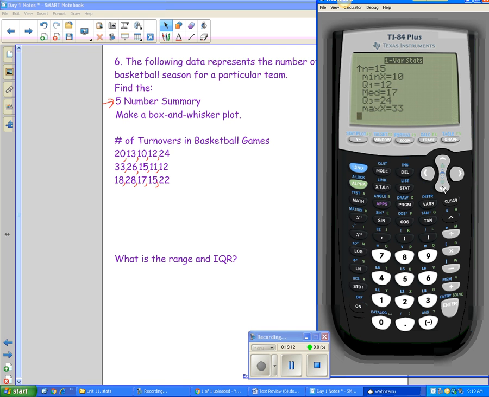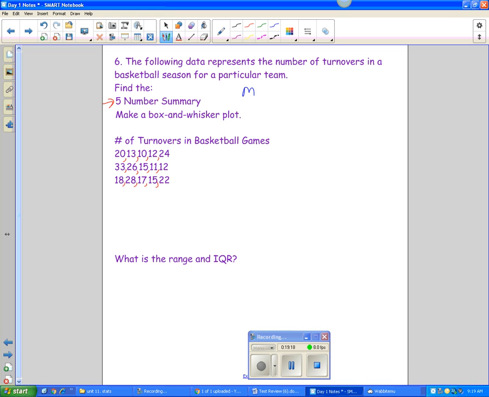You've got the minimum, Q1, the median, Q3, and the maximum. So let's write those down. So the minimum, Q1, Q2, Q3, and the max. So we're going to write down our 5-number summary.